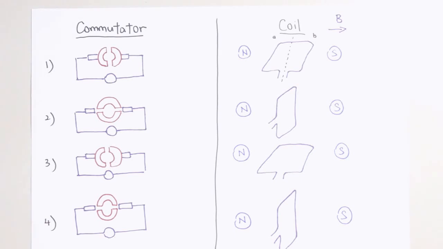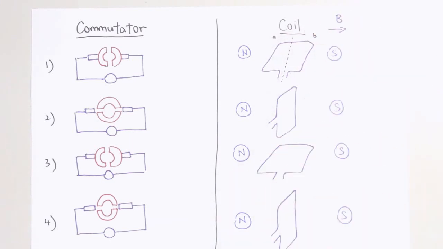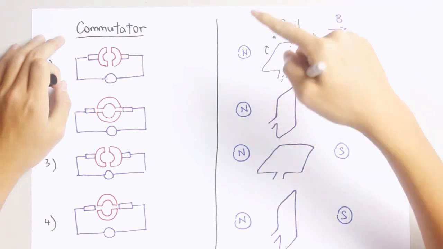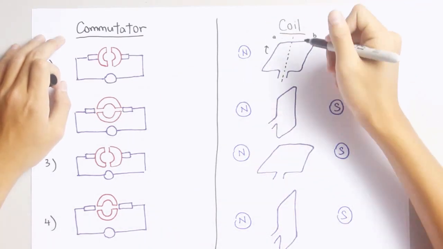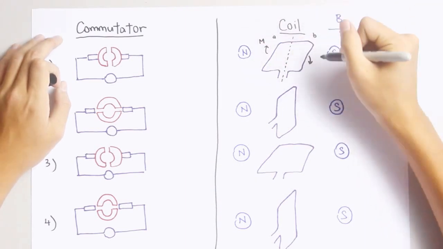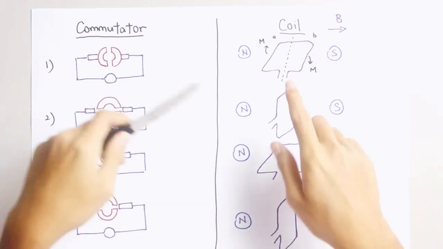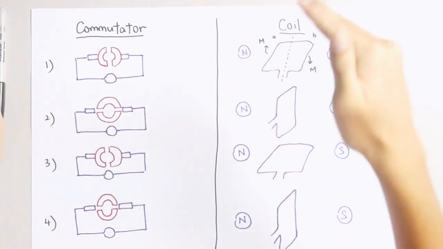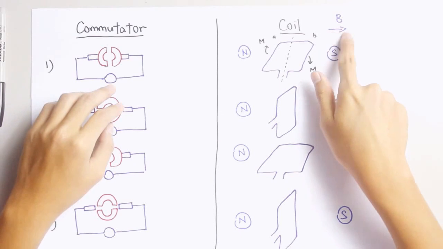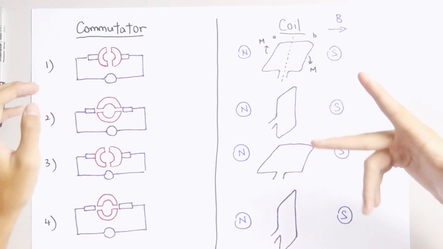Now we assume that we rotate this coil in a clockwise rotation. If it's clockwise, the A side will be moving upwards, and for the B side, the motion will be downward. We can see that this upward and downward motion is perpendicular to the magnetic field, the B force. In this case, we have to apply Fleming's right-hand rule.